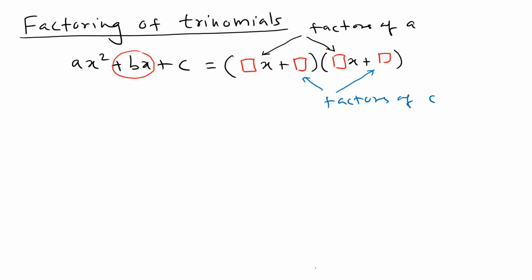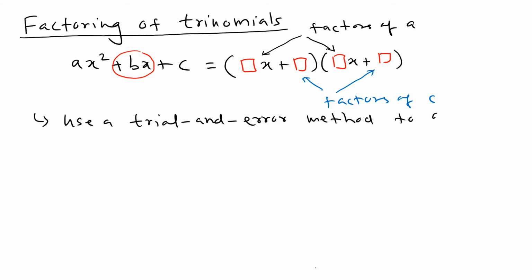What we normally do is use a trial and error method. We can think of factors of a, and then factors of c, and then multiply through and see whether we get the middle term, bx. So you can think of all kinds of factors and multiply through.